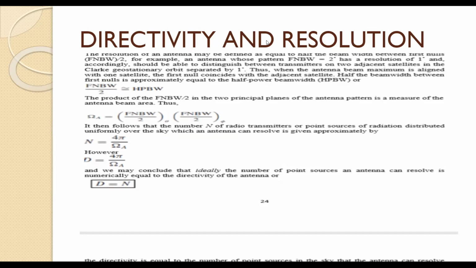Therefore, directivity equals the number of radio transmitters or point sources that share the radiation distribution. So capital D equals capital N. Directivity D equals 4 pi divided by Omega A, which equals N. Directivity equals N.